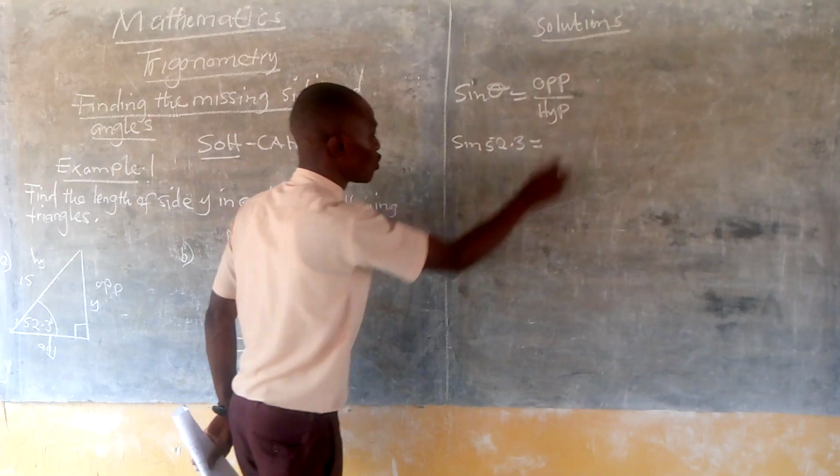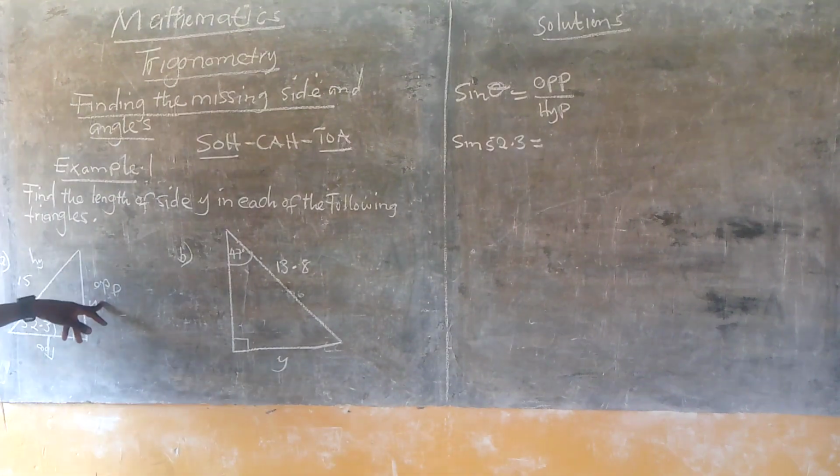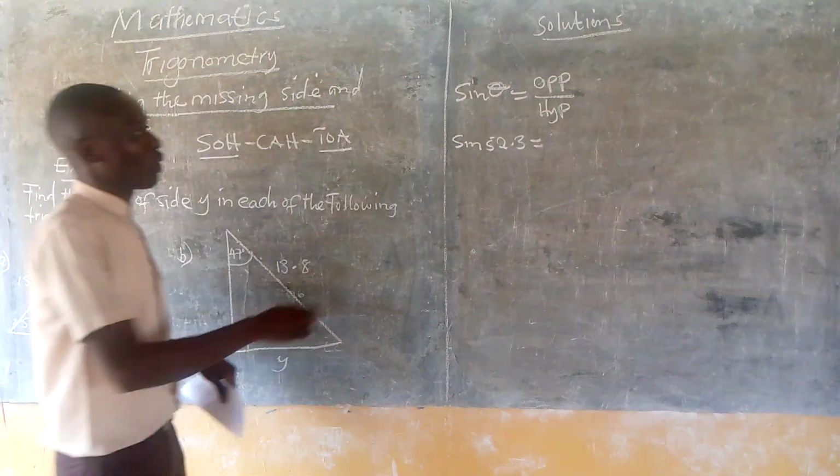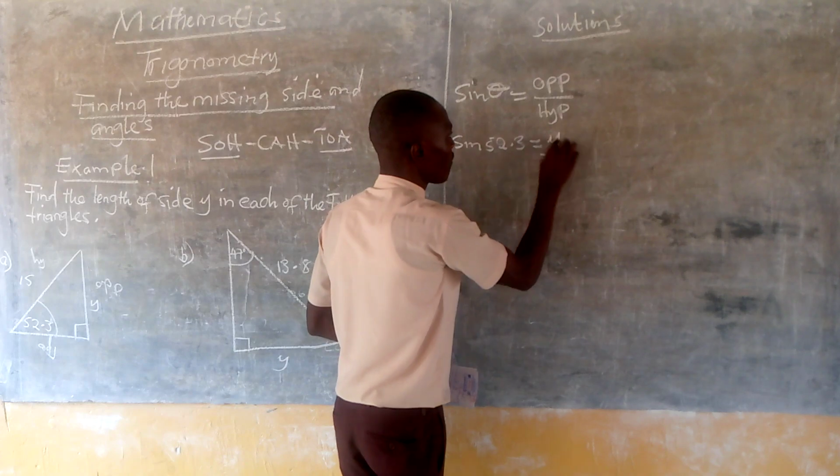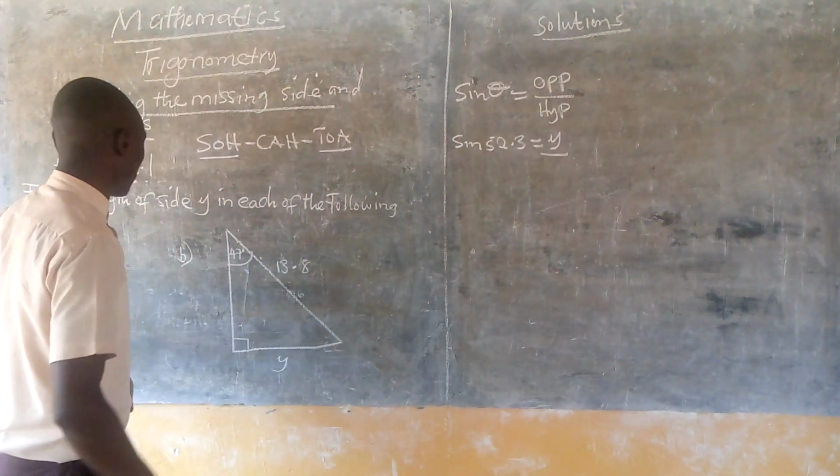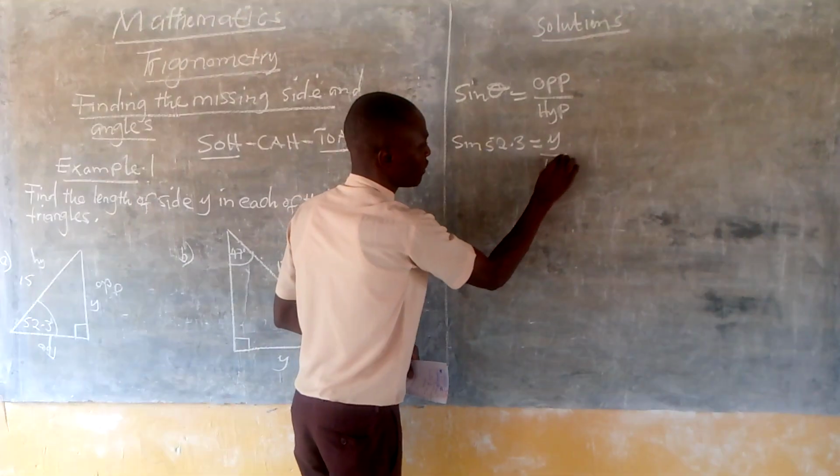Sine 52.3 equals what? Do we have the opposite? Yes. Opposite is Y, what we are looking for. So Y over hypotenuse, 15. Very good. So we put the 15 there.